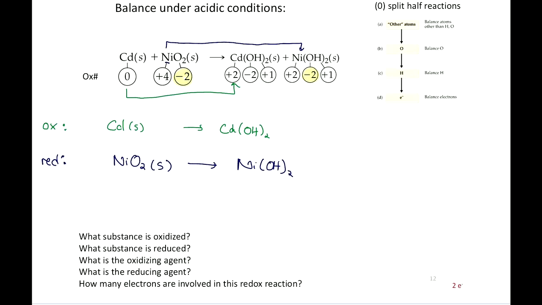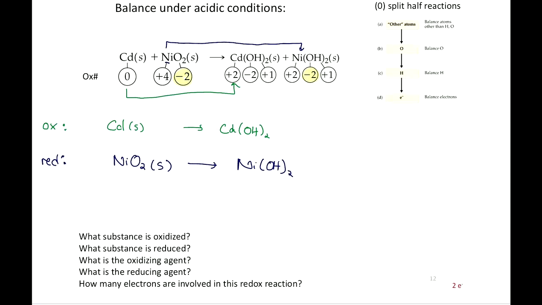So what step are we on? Balance other atoms first. Let's look at the cadmium one first, and we'll do it to completion. Are the cadmiums balanced? Yes, they are. If they were not, say if this was Cd2 with a subscript 2 there, you would put a 2 coefficient in front of it. That's if you had to balance it.